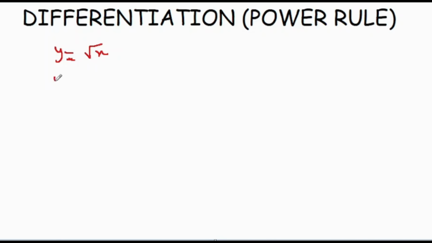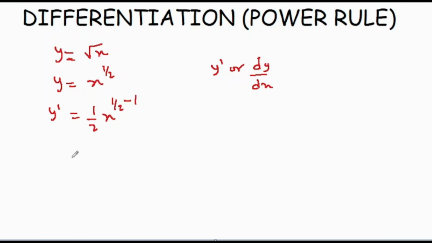Now we can rewrite this as y equals x raised to power half. Yes, root of x can be written as x raised to power half. So what's the derivative of y with respect to x? We can abbreviate that as y prime or dy/dx. You can use any of these two. So we bring down the power, which is half, and we reduce the power by 1. That's half minus 1. So then we have half x raised to power half minus 1. That's going to give us a negative half. That's what our y prime is going to give us.